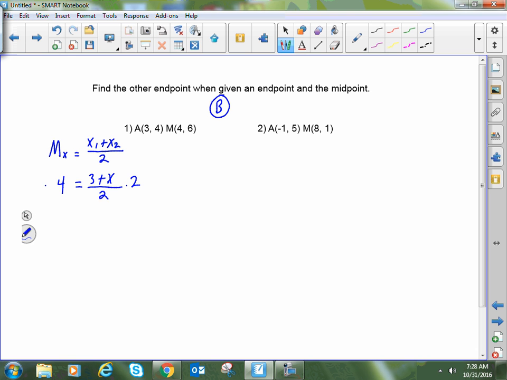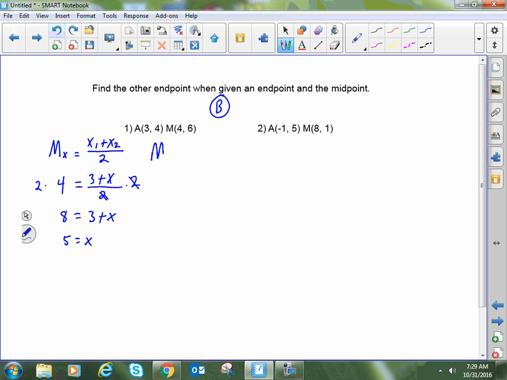So get rid of the denominator by multiplying both sides by 2. So here 2 over 2 ultimately will simplify to be 1. So I get 8 to be equal to 3 plus x. And then move the 3 from the right side to the left side through subtraction, and I'm going to get 5 is equal to x. So that is the x coordinate of point B, the second endpoint.